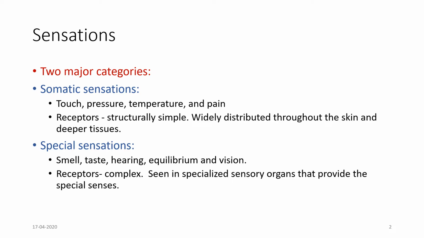Then what we are concerned with is the special sensations. What are those special sensations? They are smell, taste, hearing, equilibrium and vision. The receptors for these sensations are complex. They are seen in specialized sensory organs that provide the special senses.